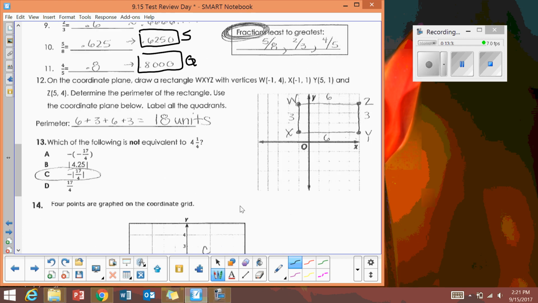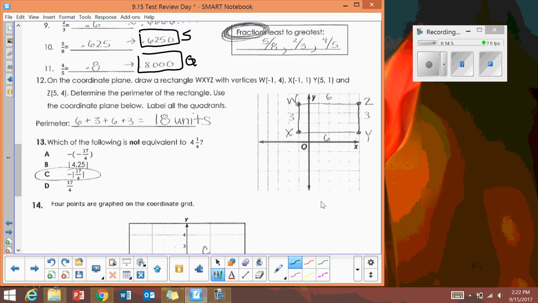Number 12. On the coordinate plane, draw the rectangle WXYZ. So here's my rectangle WXYZ with the vertices of W, negative 1, 4, negative 1, 1, 5, 1, and then 5, 4. So each of the lengths of the rectangle are 6 across, 3 down, 6 across, 3 up. So it says I need to label all of the quadrants and find the perimeter. Well, the perimeter means the distance around the rectangle. So 6 plus 3 plus 6 plus 3 is 18 units. Now there's no labeling, so we're just going to write units.